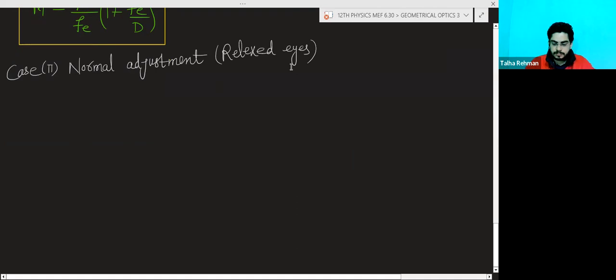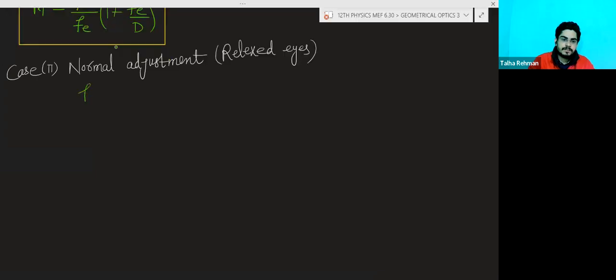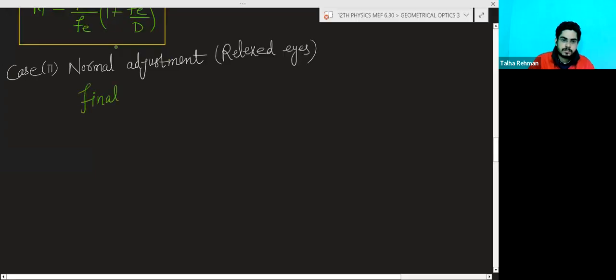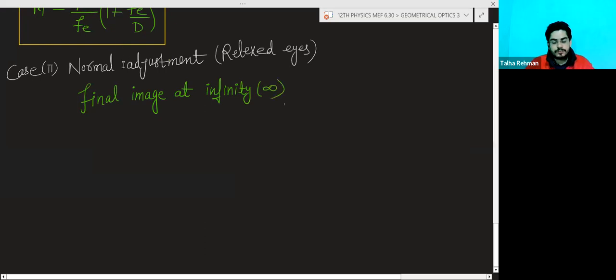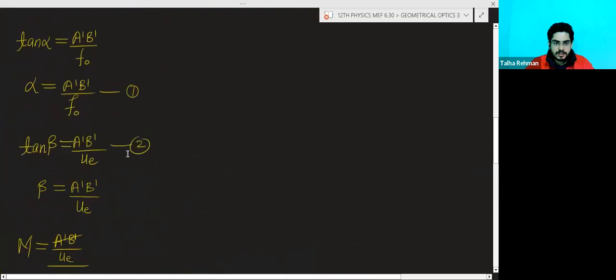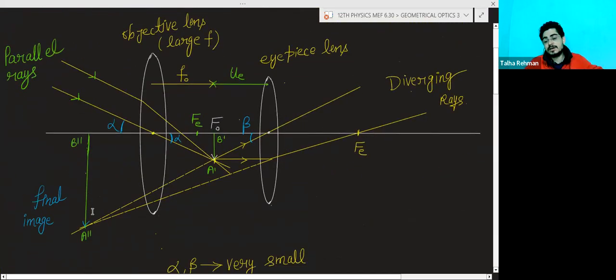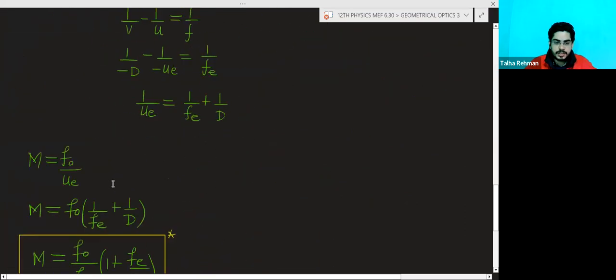Relaxed eyes condition. In this case, the final image will be at infinity. Final image is at infinity means that for the eyepiece, because the eyepiece is forming the final image, the image will be at infinity, so V is equal to infinity.